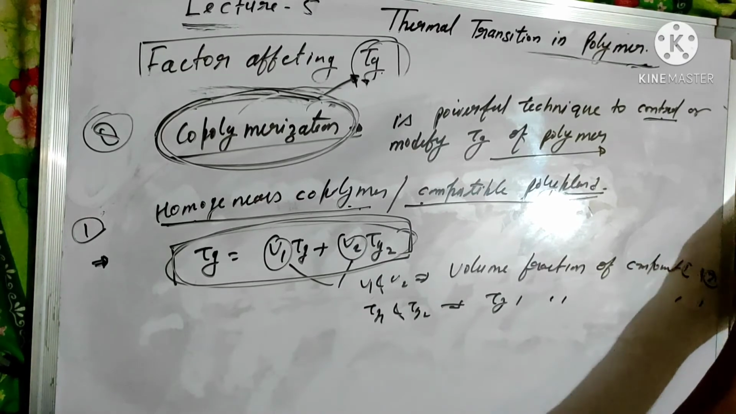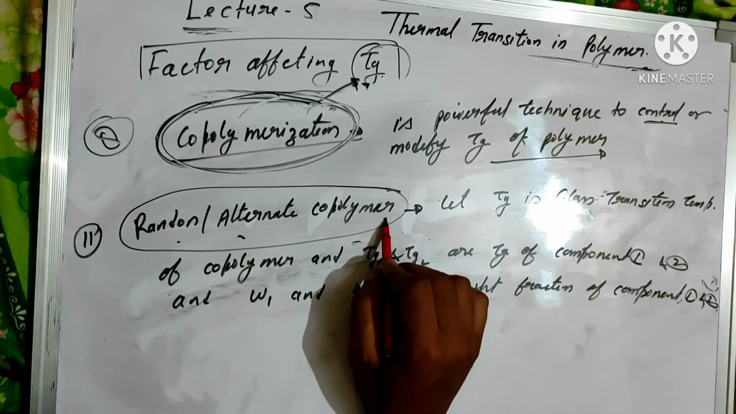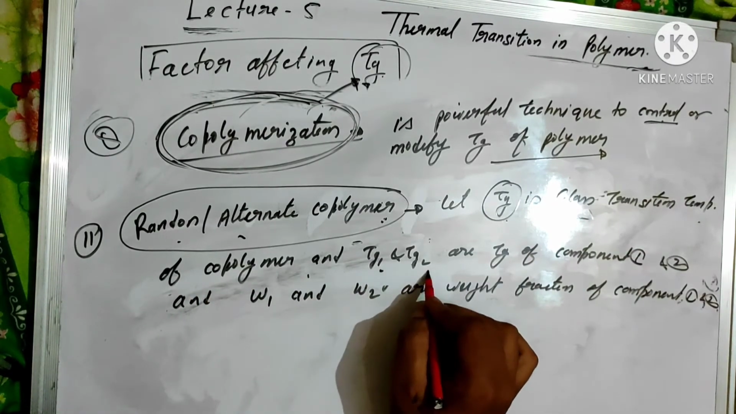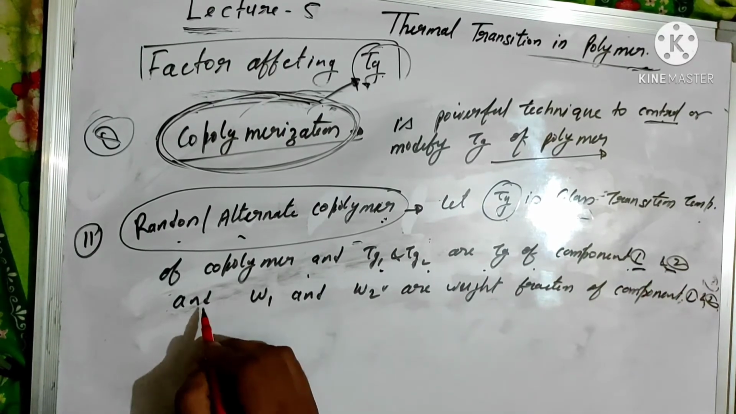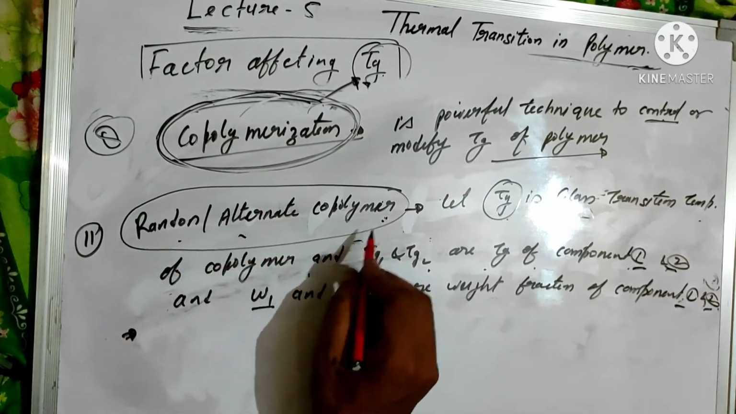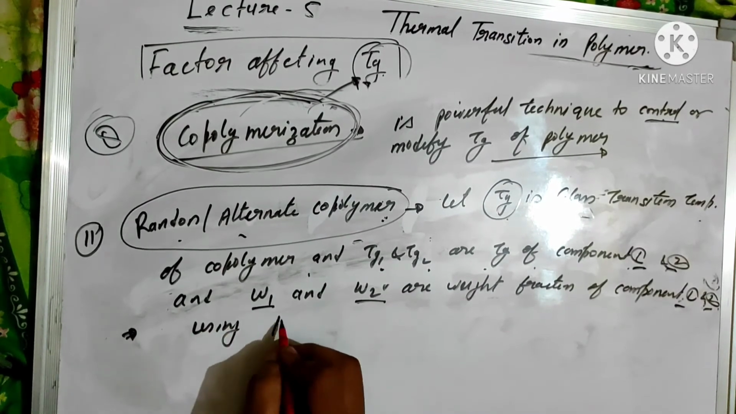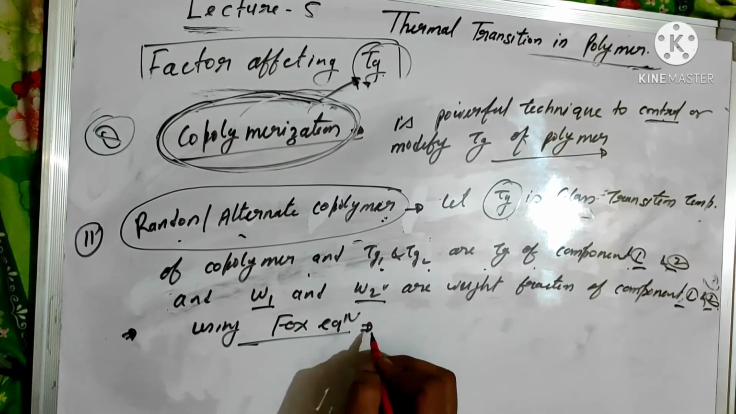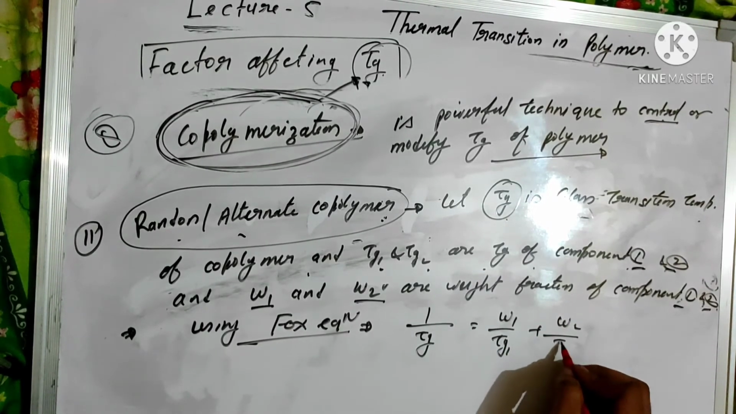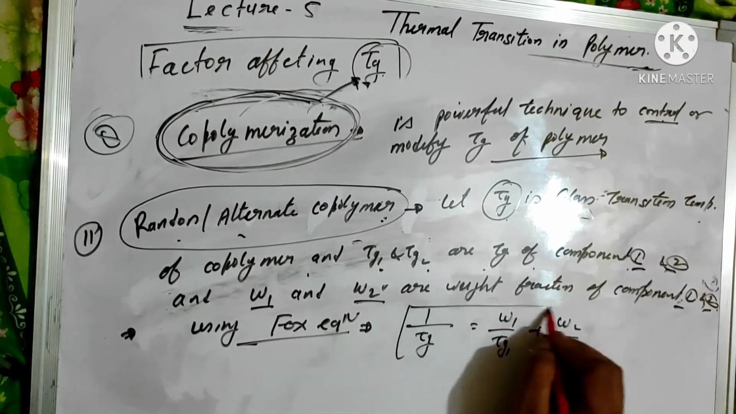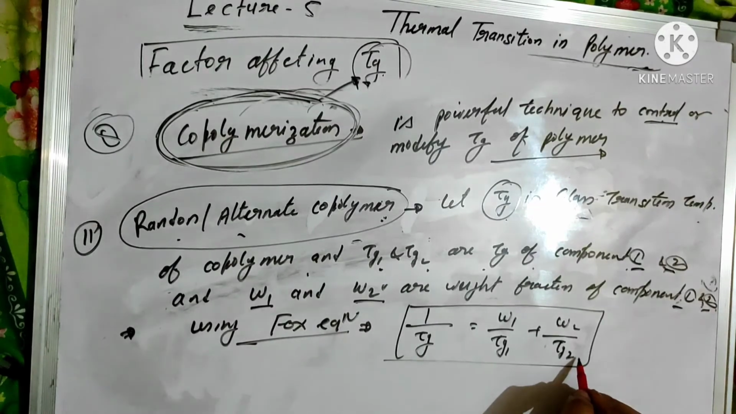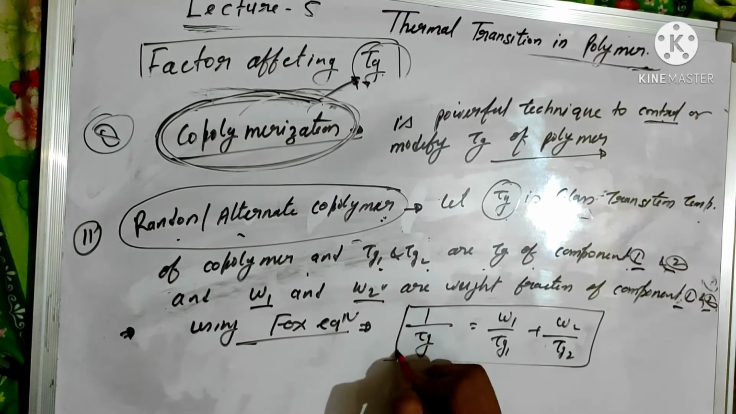Remember this formula only for the homopolymer or homogeneous copolymer or compatible polyblend. Glass transition temperature of the random or alternate copolymer: let Tg be the glass transition temperature of the copolymer, and Tg1 and Tg2 are the glass transition temperatures of the component 1 and 2 respectively, and W1 and W2 are the weight fractions of the component 1 and 2. Then the glass transition temperature of the random or alternate copolymer is measured by using the Fox equation. According to the Fox equation, 1 upon Tg is equal to W1 upon Tg1 plus W2 upon Tg2, where W1 and W2 are the weight fractions of the component 1 and 2, and Tg1 and Tg2 are the glass transition temperatures of the component 1 and 2 respectively.